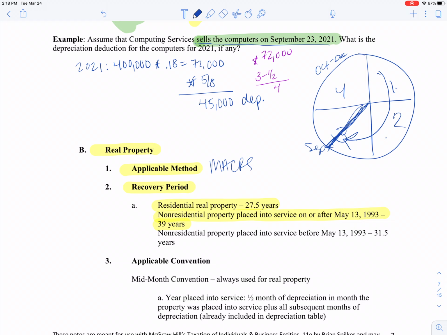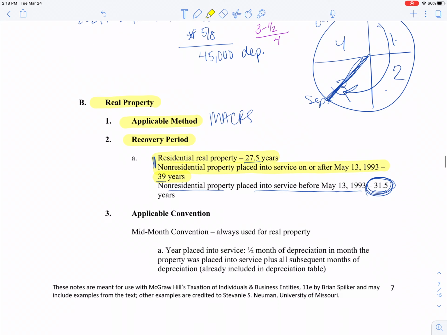I did include here that if you had non-residential property placed into service before May 13th, 1993, there was a period of time between 1986 and 1993 that we used 31 and a half years. Those are almost fully depreciated, and so we won't be seeing that as much anymore, but I wanted you to know that before 1993, we had this odd period of time where 31 and a half years was used as the recovery period just for non-residential property. We're going to stick to these first two scenarios, residential 27 and a half, non-residential 39 years.